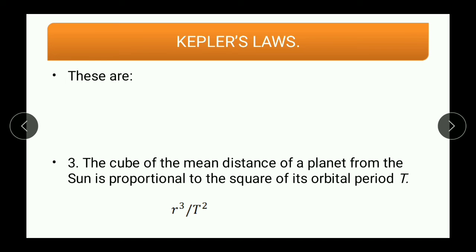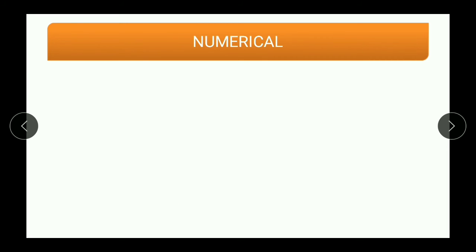So r cube, the mean distance cubed, is proportional to the square of the period. So r cube upon t square will obviously be constant. So these are the three laws stated by Kepler. Let us solve a numerical.